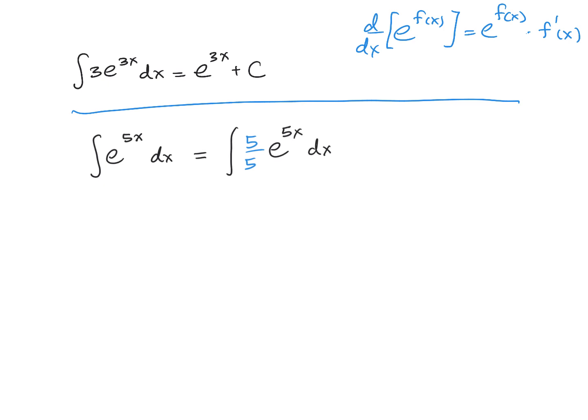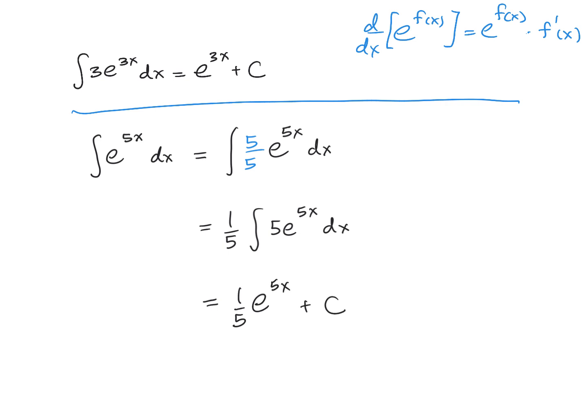And now we can take apart that fraction of 5 over 5 and split it apart so that it is going to be 1/5 of the integral of 5 times e to the 5x dx. It's just a multiplied constant that we can factor out of our integration process. And now that 1/5 will be carried along for the ride, and the integral of e to the 5x has that 5 that it needs. So we have 1/5 e to the 5x plus c for our final answer.